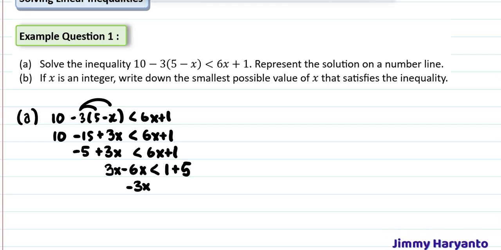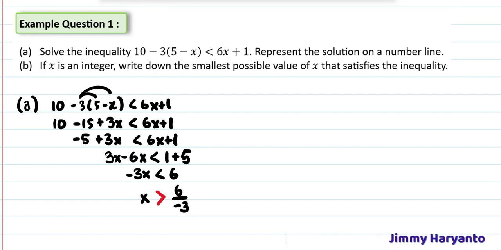And then negative 3x less than 6. That means x is 6 divided by negative 3. This is the algebra. But be careful with the inequalities when you divide or multiply them all by negative numbers. You have to change the sign. So the sign will be changed into greater than. Be careful with this one because we divide the equation by negative numbers. That means the final answer is x greater than negative 2.